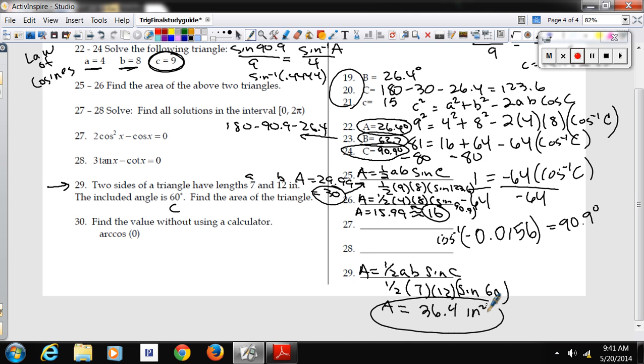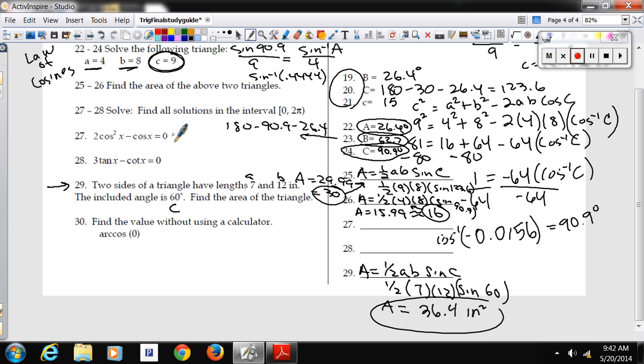So if you can write this formula down and have it on your unit circle, it'll help you with at least 2 or 3 problems: 1/2 times little a times little b times the sine of angle C. All right, these 2 we did in our notes yesterday.